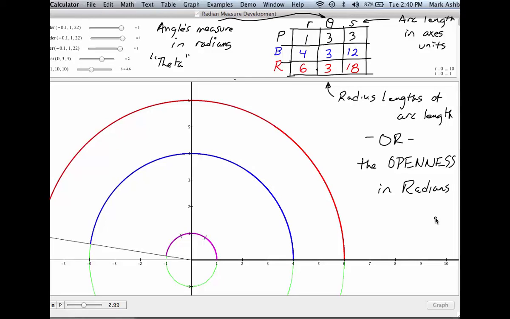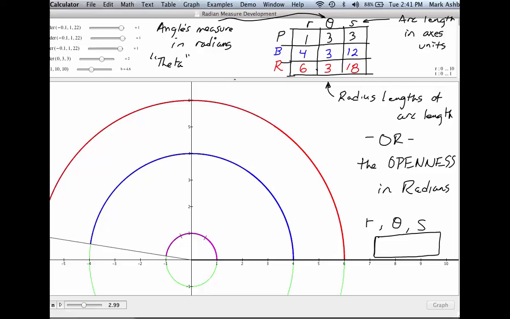So we're seeing that theta number 2 different ways. We're seeing it as the number of radius lengths. We're also seeing it as the amount of openness in radians, because that's where the openness in radians comes from, the number of radius lengths. Okay? So what I want you to do is make a formula that brings together r, theta, and s. What would the relationship between r, theta, and s be?